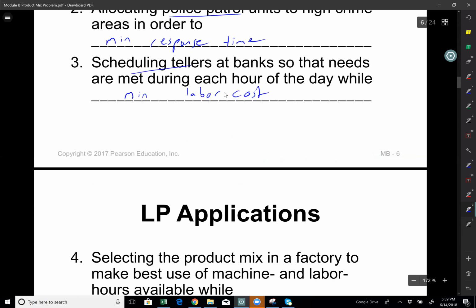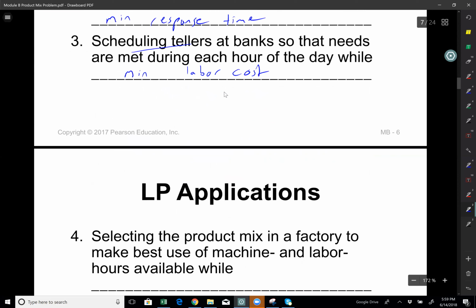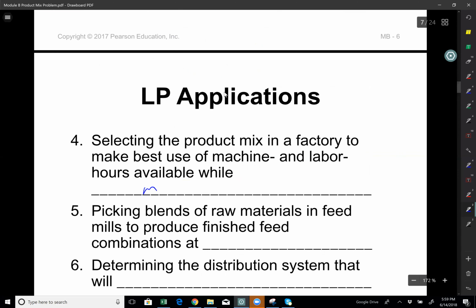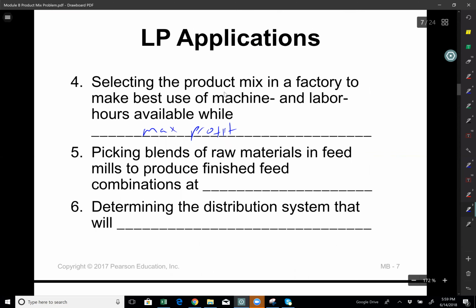Another application could be selecting the product mix in a factory to make the best use of machine and labor hours, which is to maximize profit. Another one would be picking blends of raw materials to minimize the cost. Another example could be a distribution system, determining distribution that will minimize the total shipping cost. And these are only a few examples of applications of linear programming.